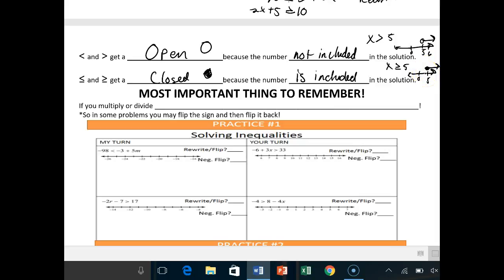All right, most important thing to remember: if you multiply or divide by, write that in capital letters, by a negative, not if your answer is negative, but if you multiply or divide by a negative, flip the inequality sign.